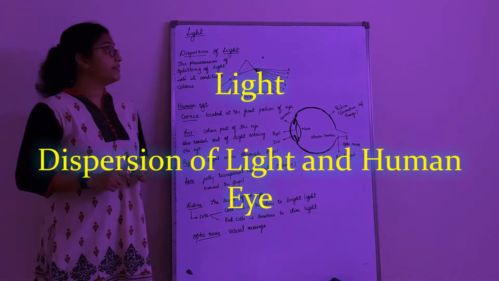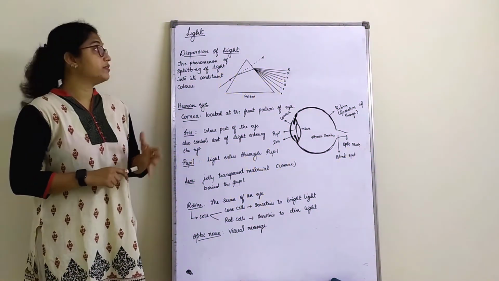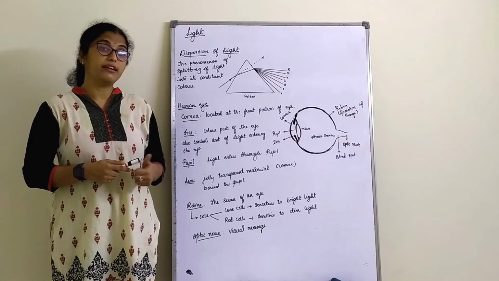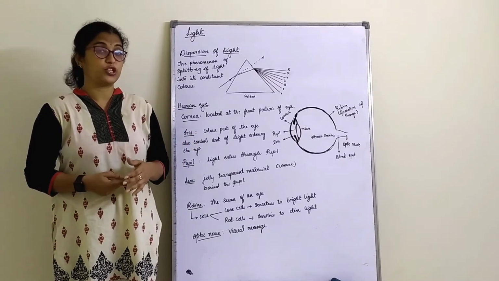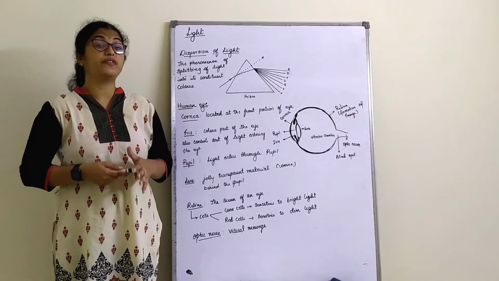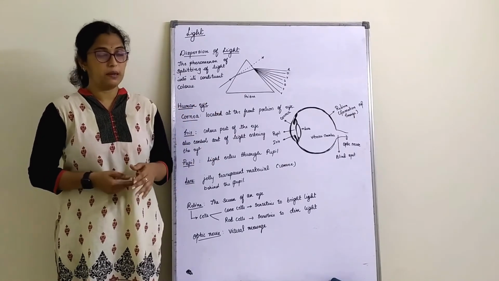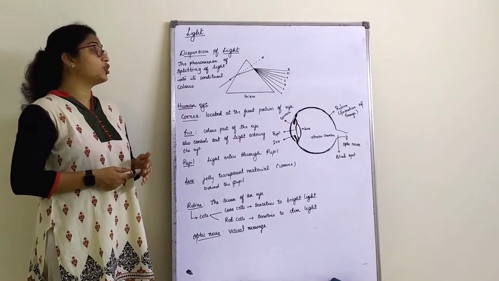Good morning. We will start session 3 on chapter light. So in our previous session, we understood what are the different types of reflection: regular reflection, irregular reflection and multiple reflection. And in multiple reflection, we understood what is kaleidoscope and periscope and their applications. So in today's class, we will start with dispersion of light.